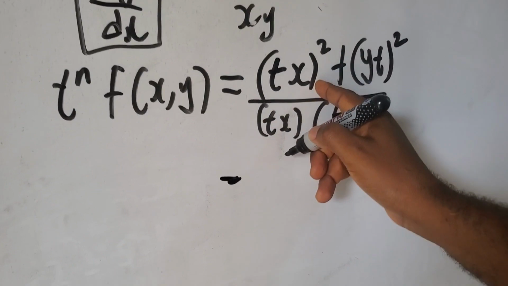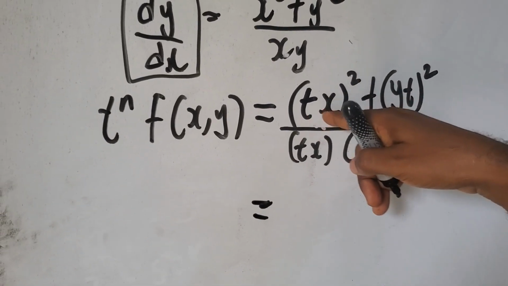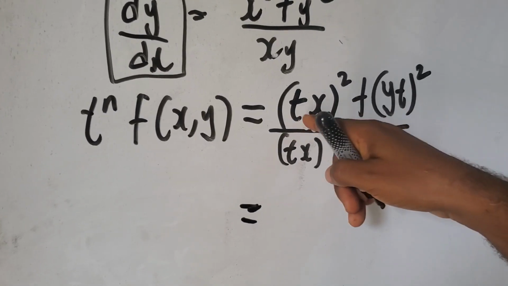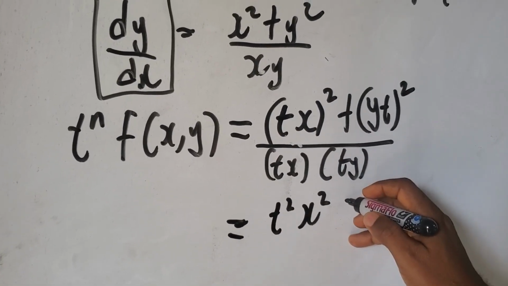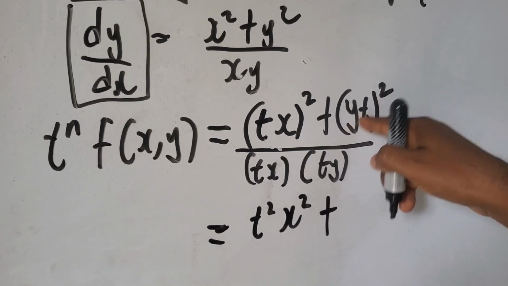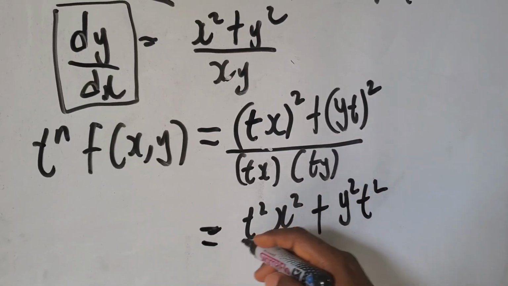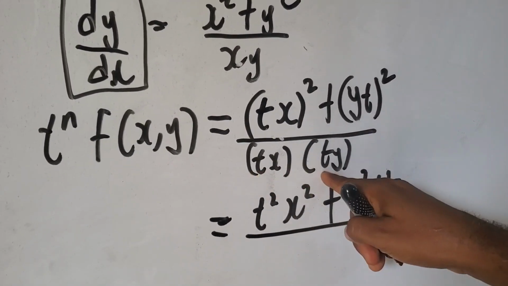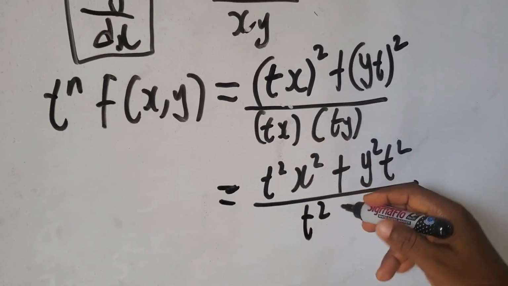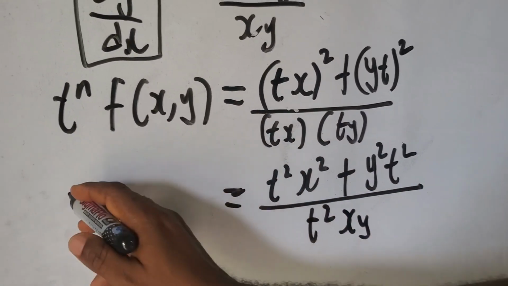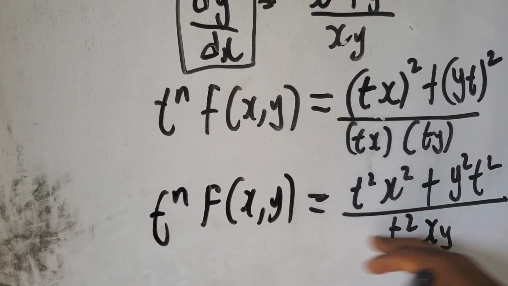So if you open this bracket now, according to law of indices, this power will affect each of these elements inside the bracket. So we are going to have t raised to power 2, x raised to power 2, then plus this power will affect everything inside, y raised to power 2, t raised to power 2, then divided by t times t, which according to law of indices is t squared. So we have t squared, then x times y. So we have t raised to power n that we have here is equal to this now.